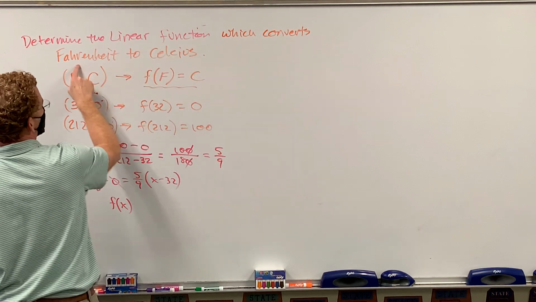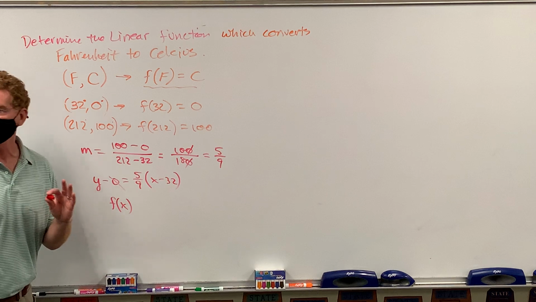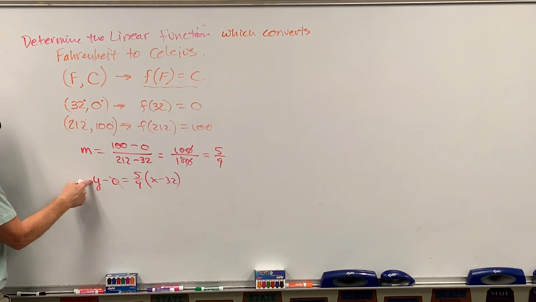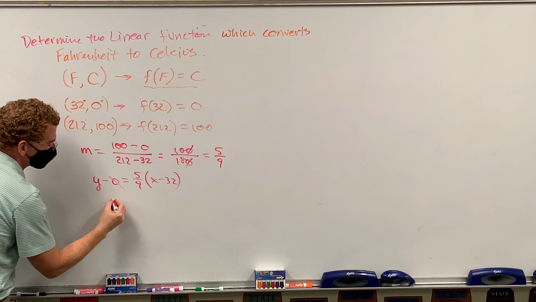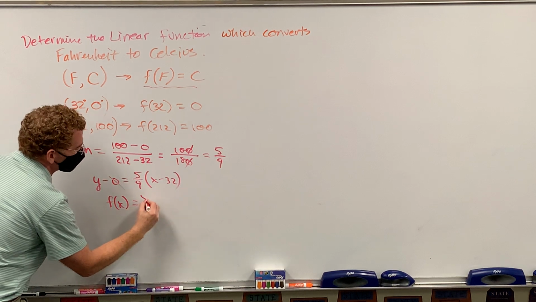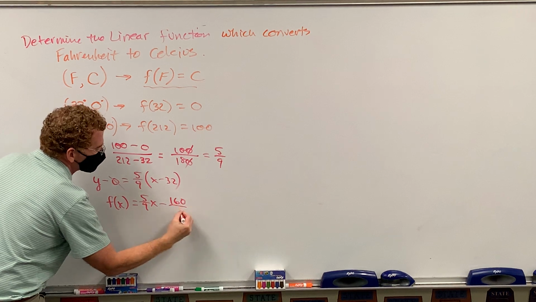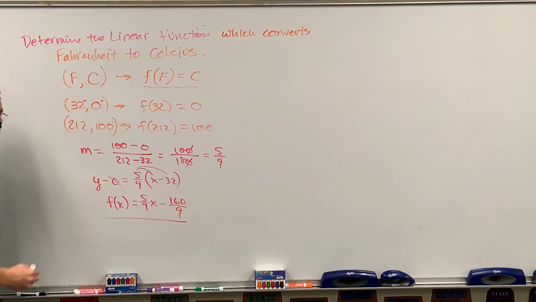I did say linear function, but to convert Fahrenheit to Celsius, if you want to use f of x and x, that's fine. But you can also say, hey, what was the y? The y was the Celsius. C. So if you want to do this, f of x equals 5/9 x minus 160/9. Isn't that what you get here? That's fine. That's the linear function.